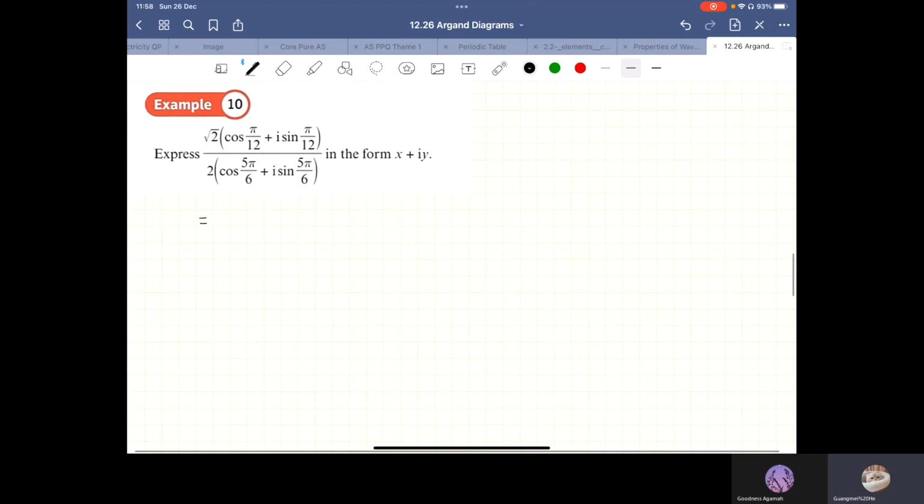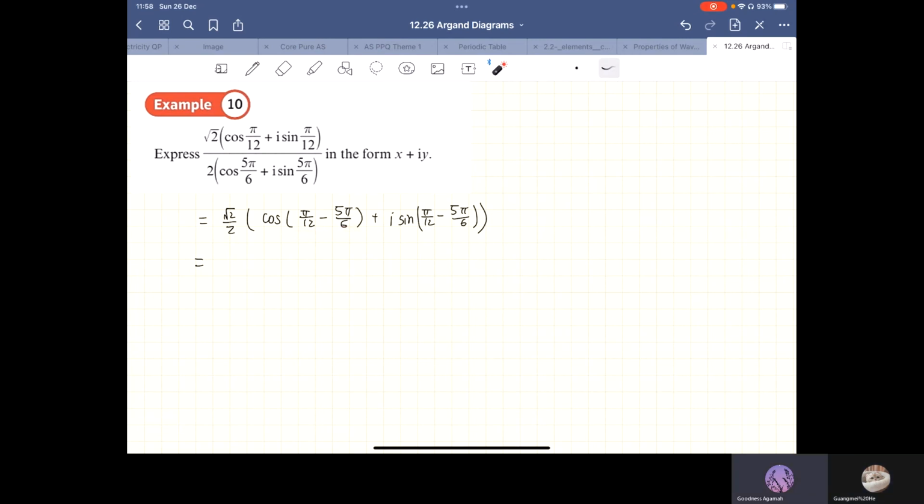Let's go. √2/2 because of pi/12 minus 5/6. Same for sine, so plus i sine pi/12 minus 5/6. The difficult part here is not to write this out, but to simplify this. Okay, what is pi/12 minus 5/6? -3/4 pi. That's it.